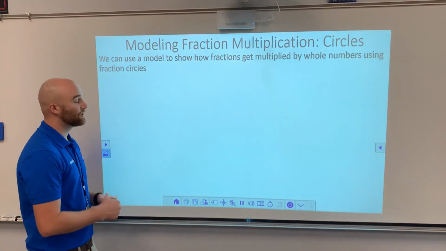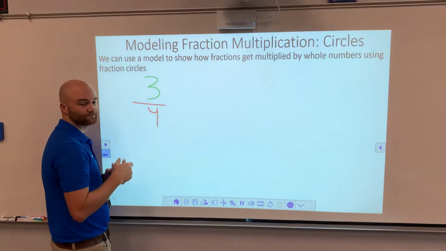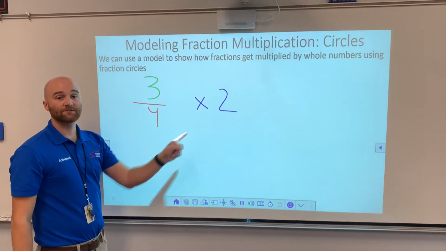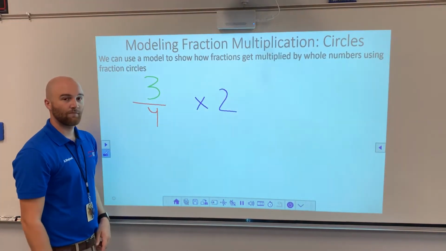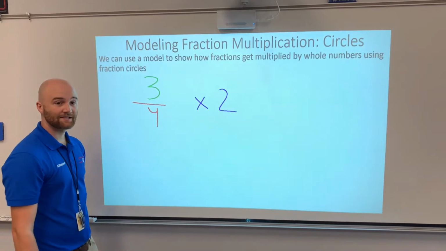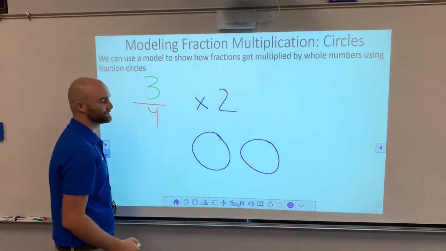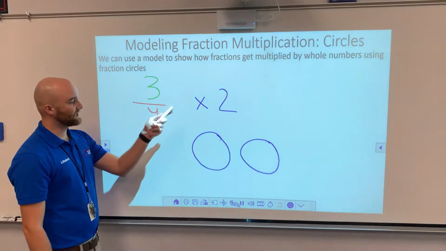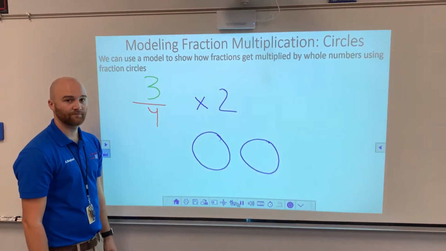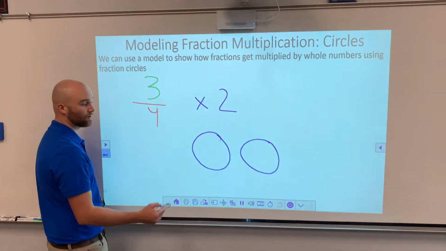Okay, so first I'm going to do 3/4 times 2. Which one of these numbers tells us how many circles to draw? Well, it's this whole number. So I'm going to look at my whole number, and that's how many circles I'm going to draw. I'm going to draw 1, 2 circles. Which one of these numbers now tells us how many pieces to split them into? It's my denominator.